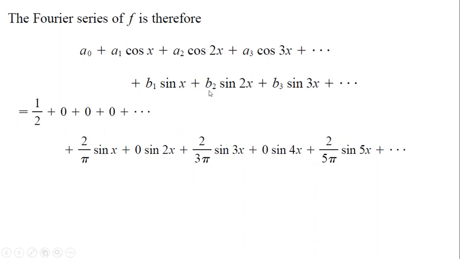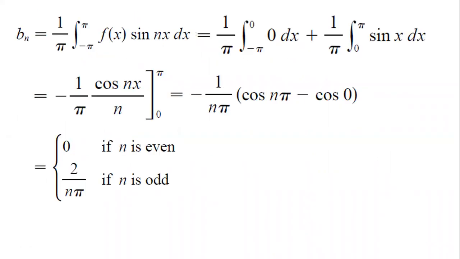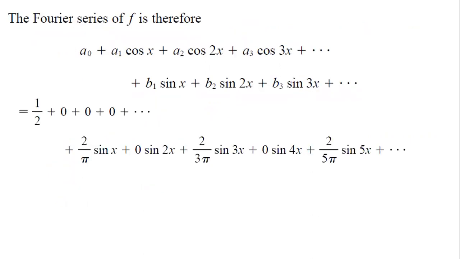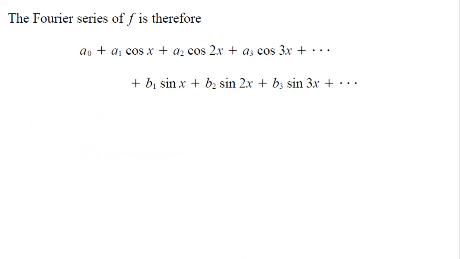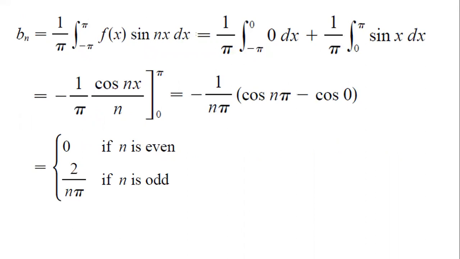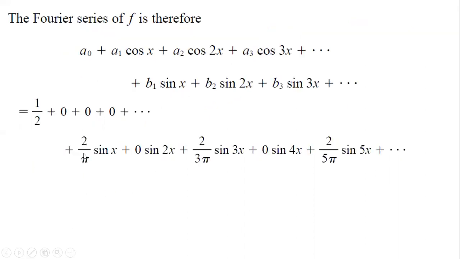So if n is equal to 2, 2 is considered an even number. So we expect that the value of b sub 2 is 0. That's why we have here 0, then sine 2x, then plus. The next value of n is, of course, 3. 3 is considered an odd number. So 2 over 3 pi is the value of b sub 3. Okay, then sine 3x and so on. And of course, if the a sub n value is 0, that means a sub 1, a sub 2, a sub 3, a sub 4, and so on are all equal to 0.